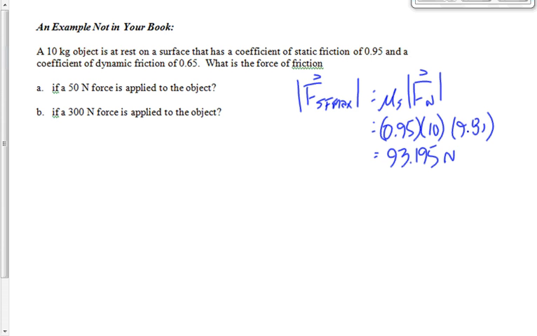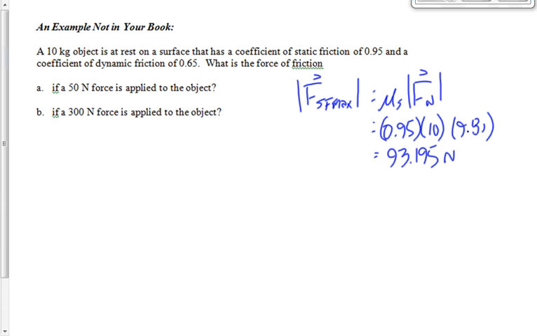This isn't my answer. Listen, I'm just telling you right now, this is how hard I need to push to get it moving. This isn't necessarily how hard I'm pushing. This isn't necessarily the force of static friction. Remember, it's the max force of static friction.